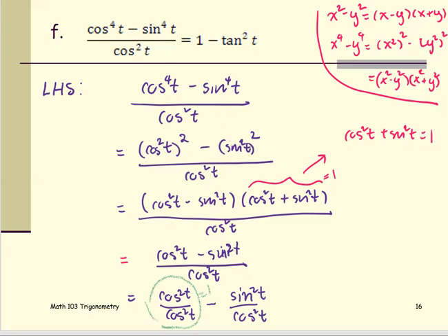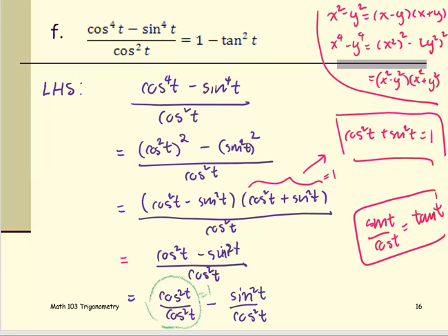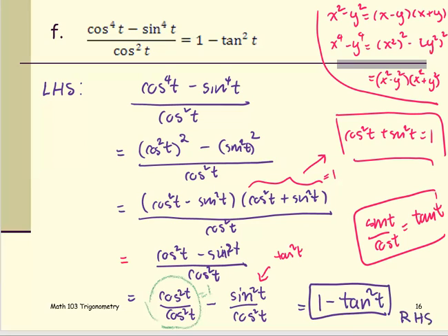Another identity that we can bring into the expression is that sine t over cosine t is the same as the tangent of t. Then we're going to replace this expression by tangent squared. And then finish off the expression: the first term is the same as 1, and the second term is the same as tangent squared t. And now we have the expression the same as the right-hand side expression. And then we are done proving these identities.